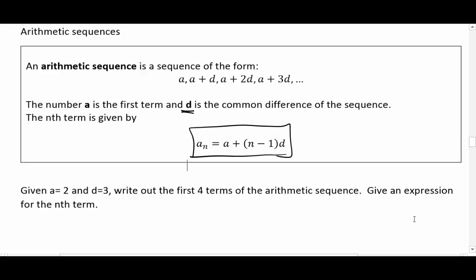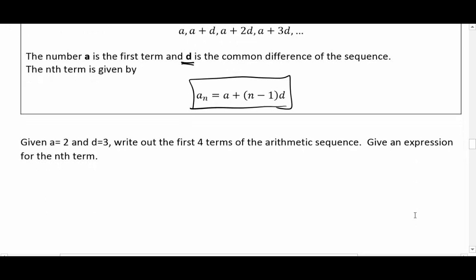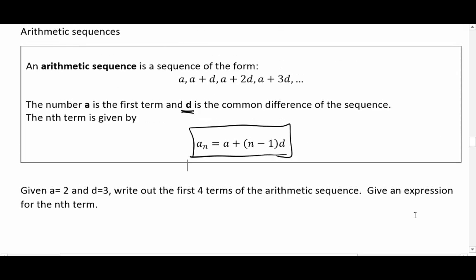Okay, so let's look at a specific pattern here. The first number of the pattern is 2, and I want to get up to the 4 numbers. So that means I'm going to add 3 to 2, so 2 plus 3 is 5. That'll give me the second. The third number, I want to add another 3, so 5 plus 3 is 8. And then 8 plus 3, our fourth term, is 11.